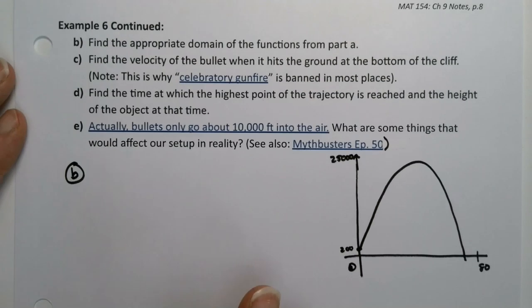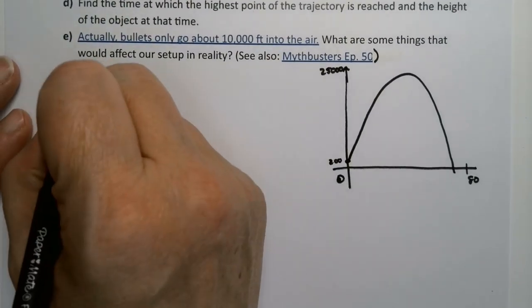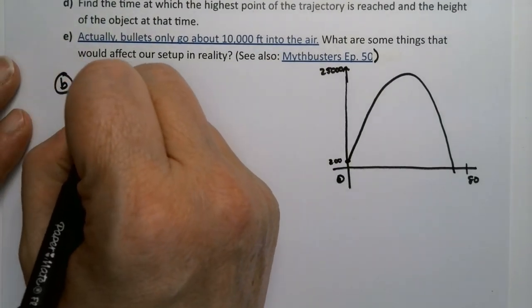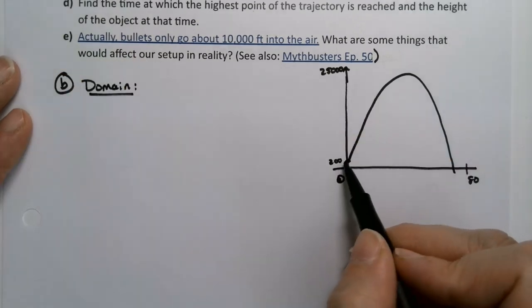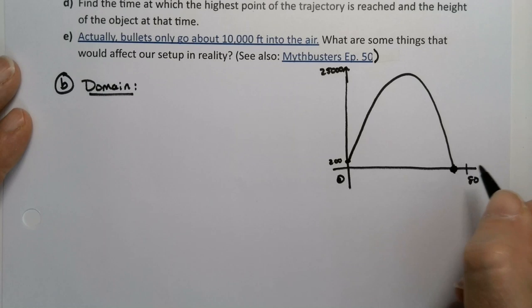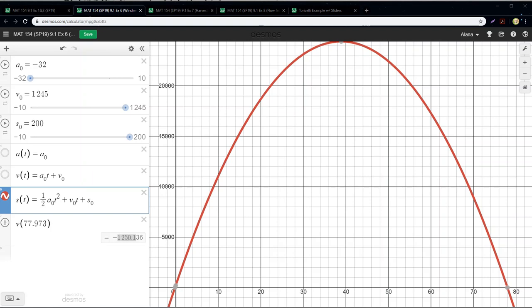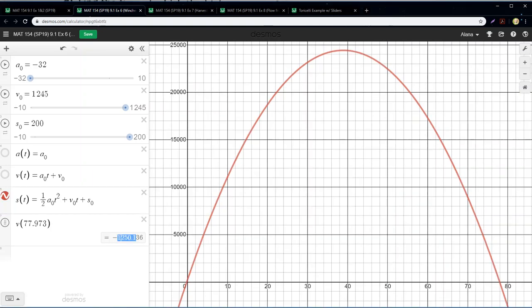So for part B, though, I just want to figure out an appropriate domain. So it's only going to have a valid domain while it's in the air. So I need to know where it's going to hit over here. And it hits at, and they didn't ask us for exact answers, nor did they ask us to do it by hand, so I'm not going to. It's right here. 77.973, comma 0. So I'm going to actually put that point on my graph.